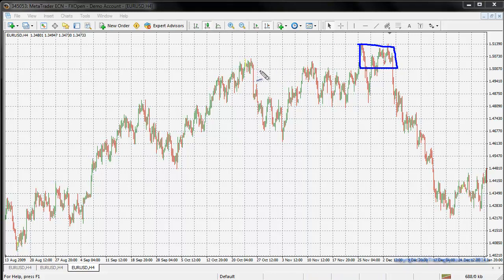So this essentially right here, and this area right here, is really a supply level. People are happy with the prices up here. They don't want it to go up any higher. They're looking for it to come down, so they're now looking for sellers. And then boom, straight away, two huge candles.